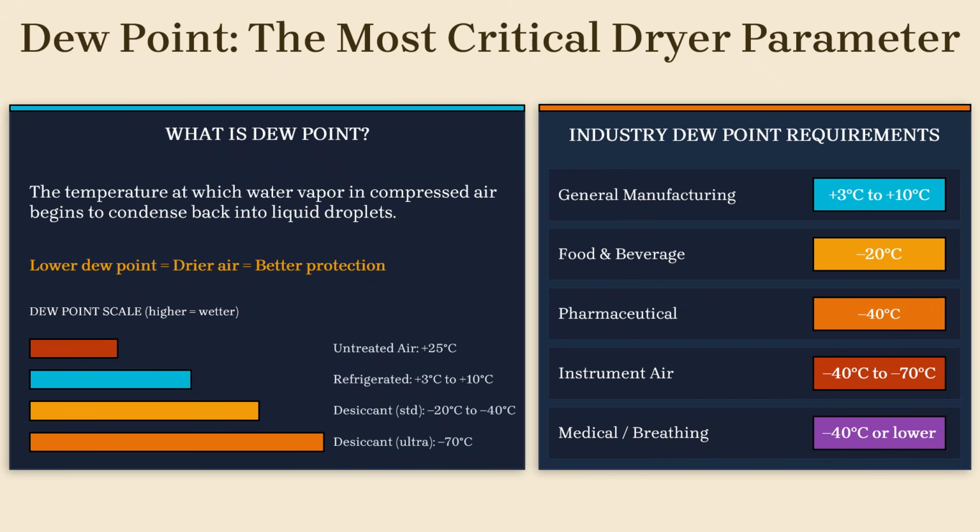Untreated compressed air may have a dew point as high as positive 25 degrees Celsius, while refrigerated dryers typically reduce it to around positive 3 to 10 degrees Celsius. Desiccant dryers can achieve ultra-low dew points as low as negative 70 degrees Celsius for highly critical applications.